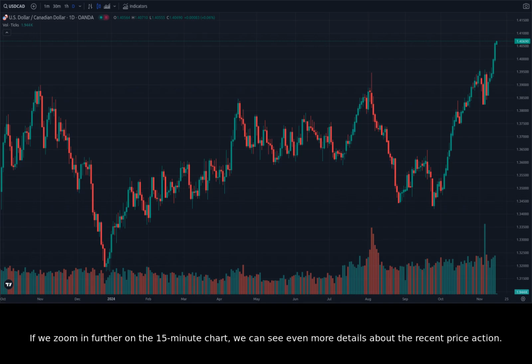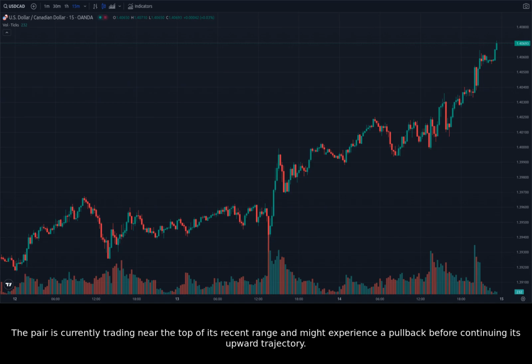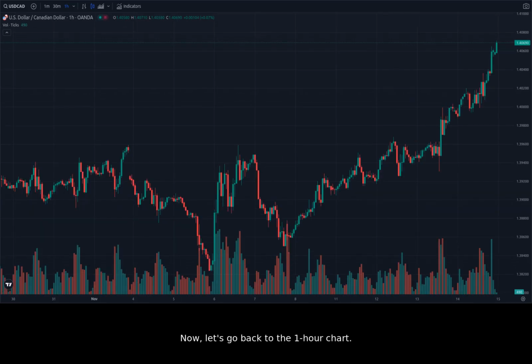If we zoom in further on the 15-minute chart, we can see even more details about the recent price action. The 15-minute chart highlights a recent bullish trend. The price has been testing the 1.4000 level and shows signs of breaking higher. The recent bullish momentum is supported by the news events we discussed earlier. However, there are some signs of caution. The pair is currently trading near the top of its recent range and might experience a pullback before continuing its upward trajectory. Now, let's go back to the 1-hour chart.